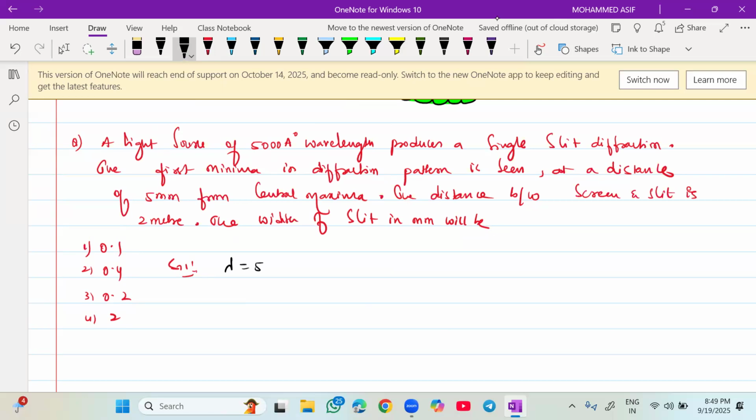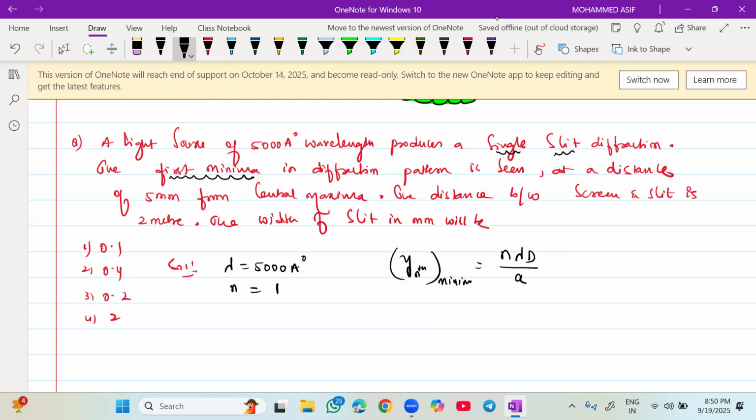Lambda is equal to 5000 angstrom, producing a single slit diffraction, and it is asking about the first minima. For the first minima, what is the formula, beta? Y for the nth minima is equal to n into lambda into capital D divided by small a. This is the formula. The n value here is how much, beta? First minimum means n is equal to 1.